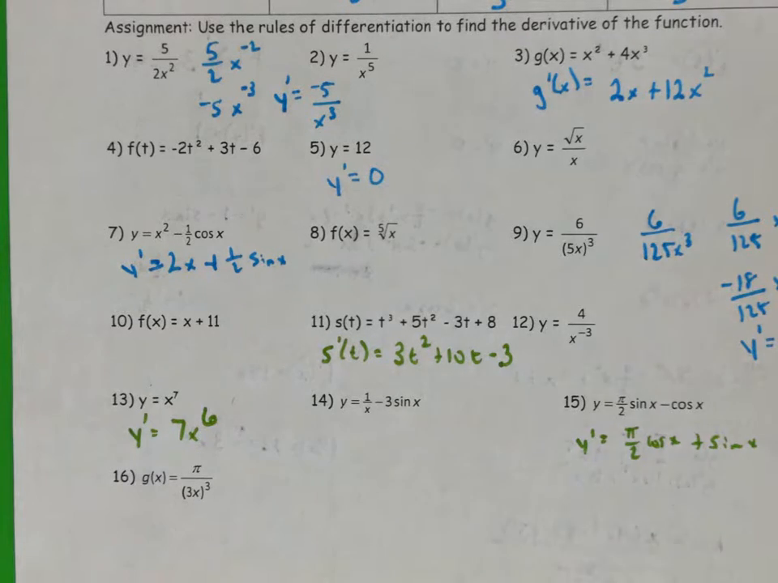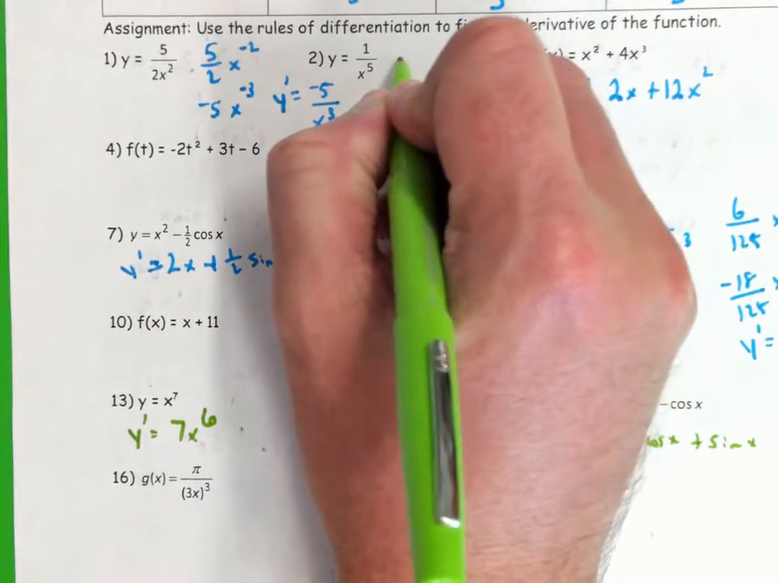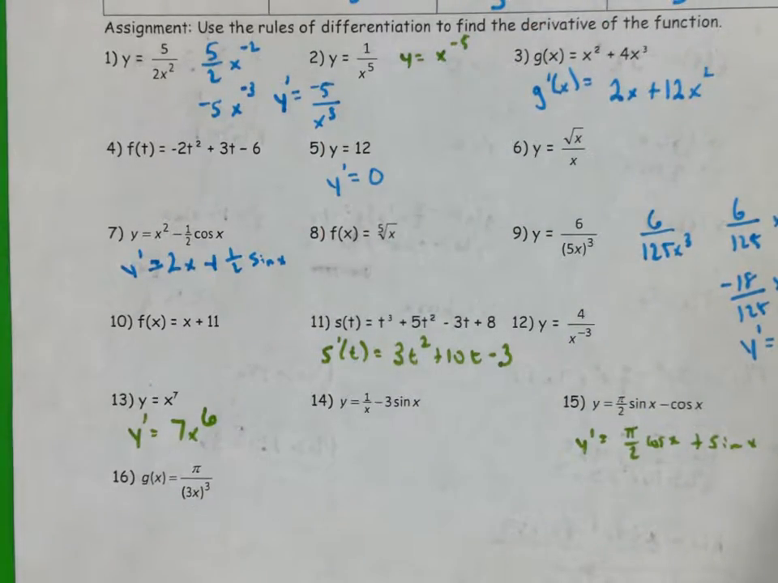All right, number 2. What's the first thing you would do on that? Do I need to rewrite that? Yes, I'll rewrite that as how. X to the negative fifth. Are there any questions so far on that?